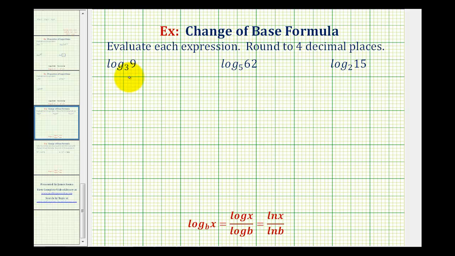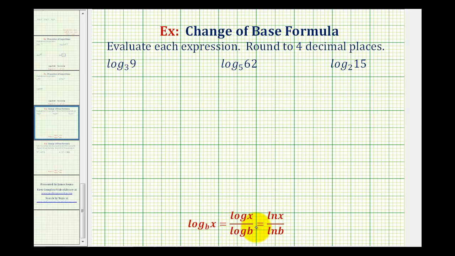We want to evaluate the given log expressions using the change of base formula for logarithms, and if needed, we want to round to 4 decimal places. The change of base formula gives us a nice convenient way to evaluate any logarithm on a calculator. It states that log base b of x is equal to common log x divided by common log b, where x is the number part of the log and b is the base of the log.